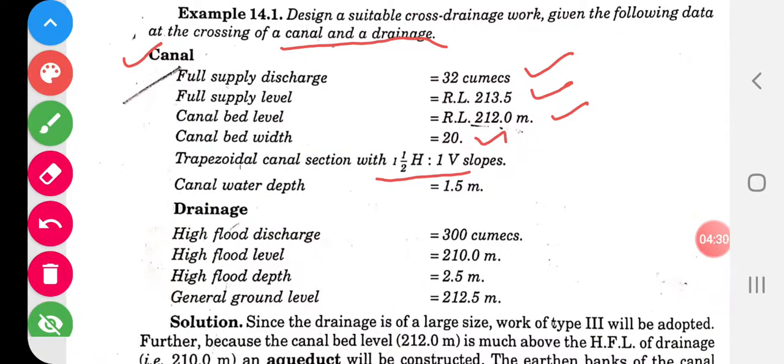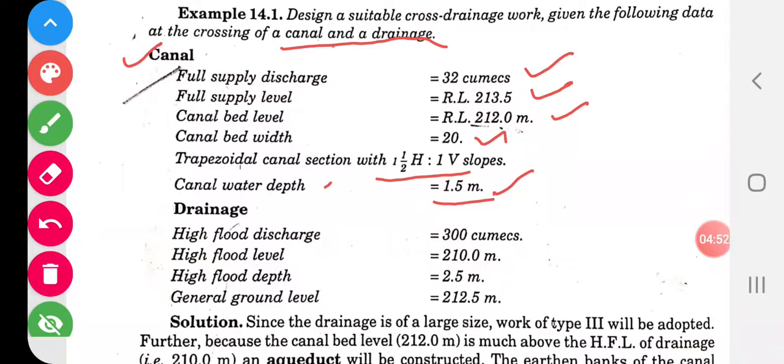The canal is not a rectangular section; it is a trapezoidal section having side slopes of 1.5 horizontal and 1 vertical. This you must understand. The canal water depth is also given: 1.5 meter. So these are the data given related to the canal.